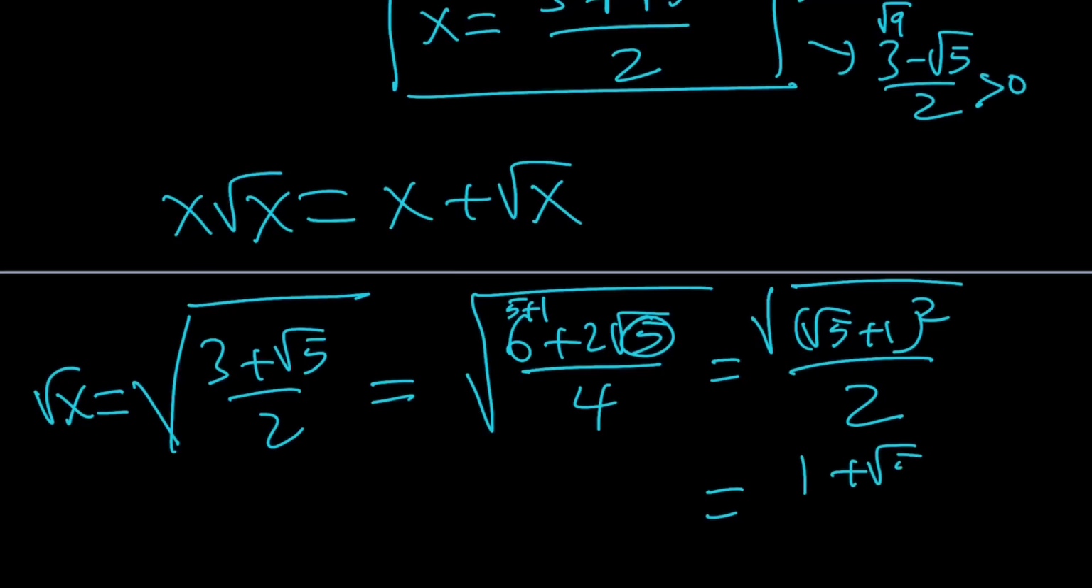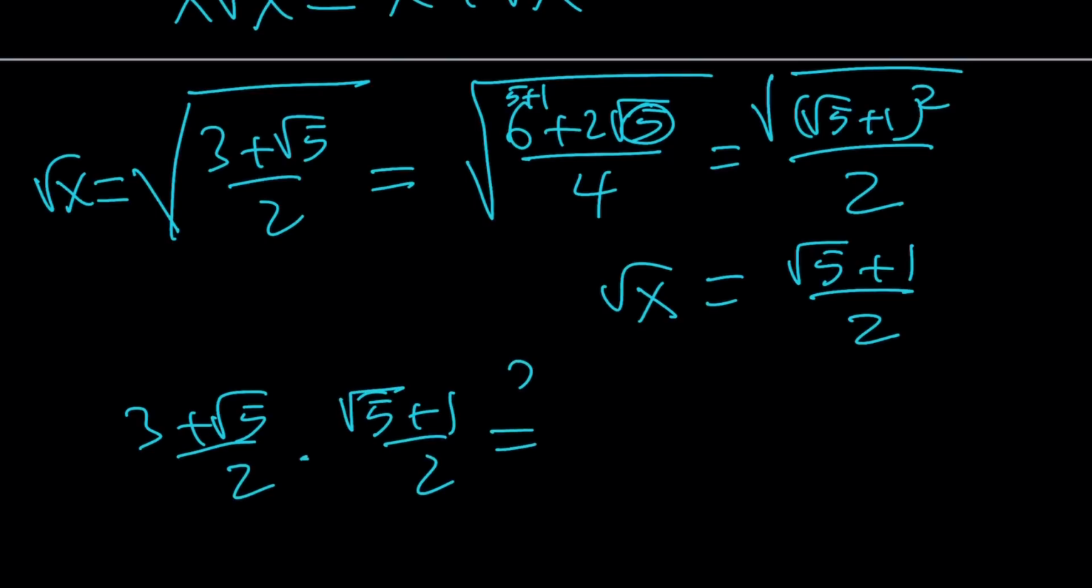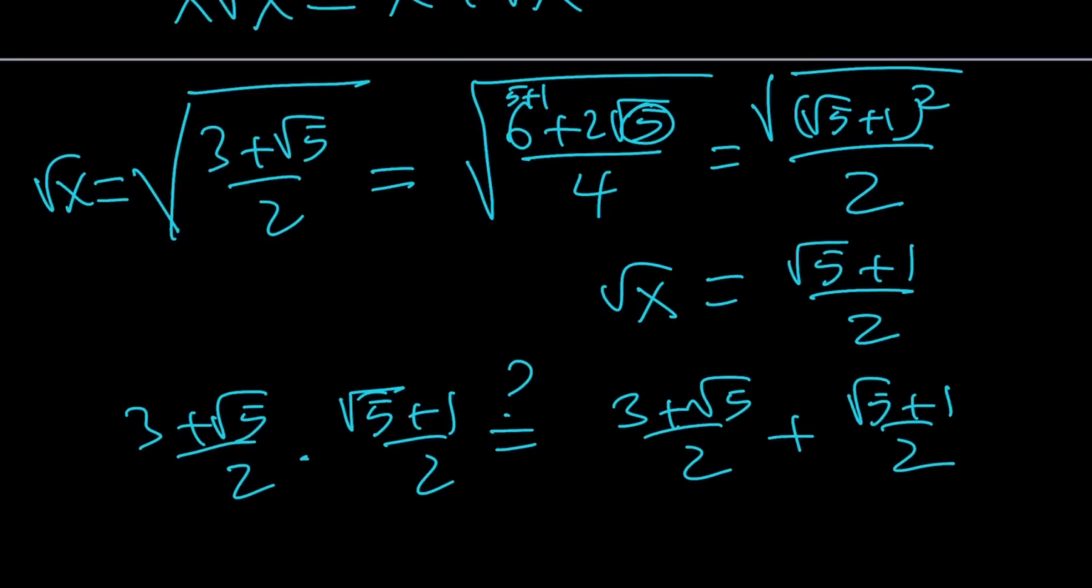divided by 2. But I'm going to stick with root 5 plus 1 because with the minus sign, it's probably going to be better if I keep it that way. Of course, if it happens to be that way, right? So this is square root of x. If I plug it in here, x times that, and what is x? 3 plus root 5 over 2, multiply by root 5 plus 1 over 2. Is that equal to 3 plus root 5 over 2 plus root 5 plus 1 over 2? Is that true? Let's go ahead and check it out.